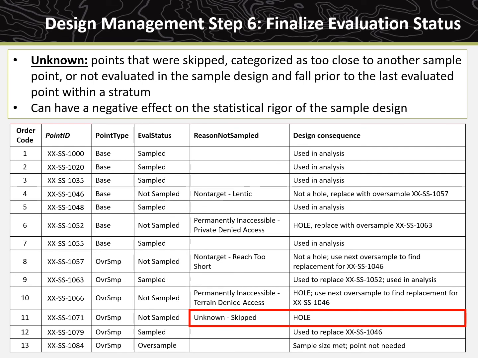Unknown points can have a negative effect on the statistical rigor and inference of the sample design, and effort should be taken to avoid points with such a final status. Ideally, at the end of the study, no sample points would be classified as unknown.